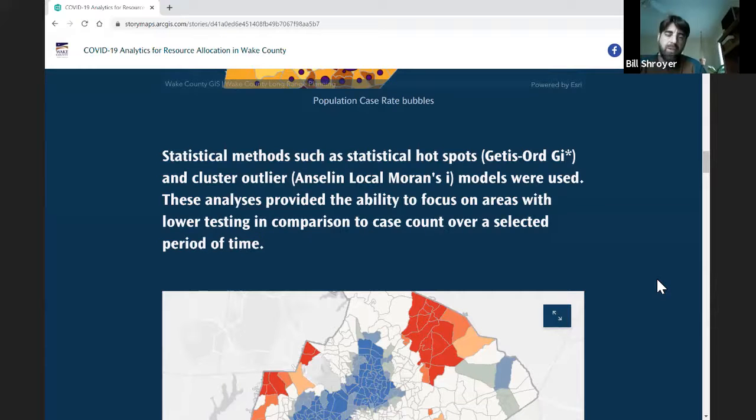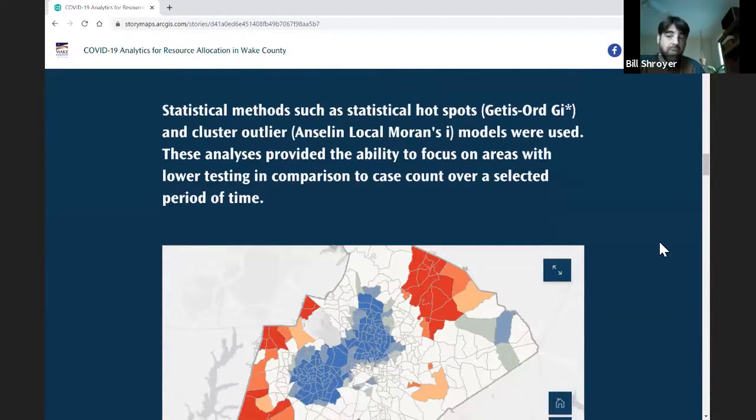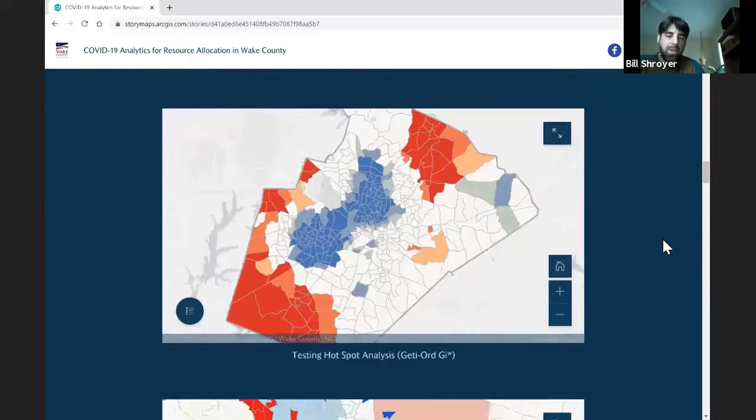So we got into some of the statistical methods, such as the Getis-Ord Gi* and the cluster outlier, local Moran's I. Those models were used to understand where the clustering was occurring. And what you see here is the testing hotspot. The red areas were high testing, and the blue areas, which would be the other side of the tail on the bell curve, were the lower testing.